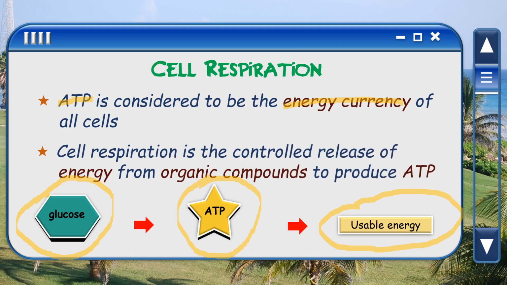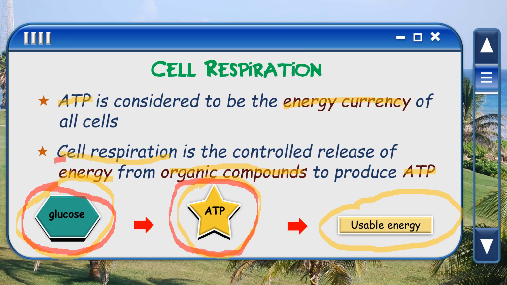Cell respiration is the controlled release of energy from organic compounds to produce ATP. So when we break down organic compounds and produce ATP, that process is what we call cell respiration. The organic compound we always use is glucose. So the release of the energy stored in the bonds of glucose to give us ATP is what we refer to as cell respiration.